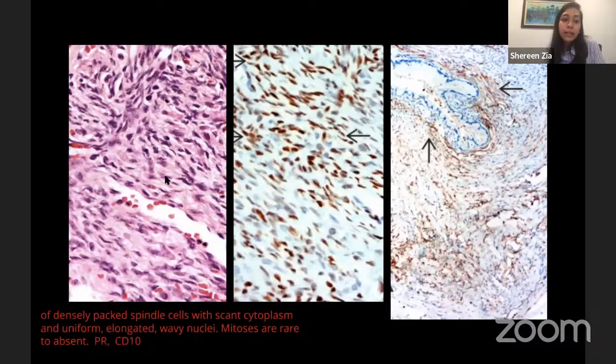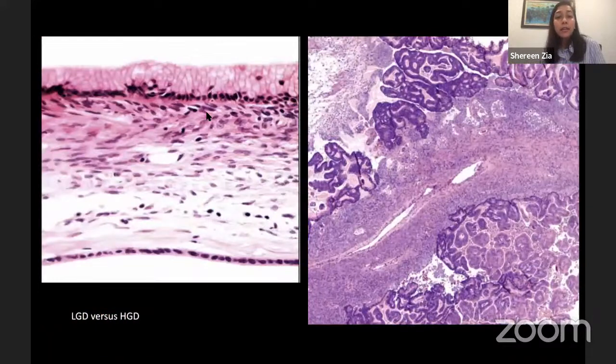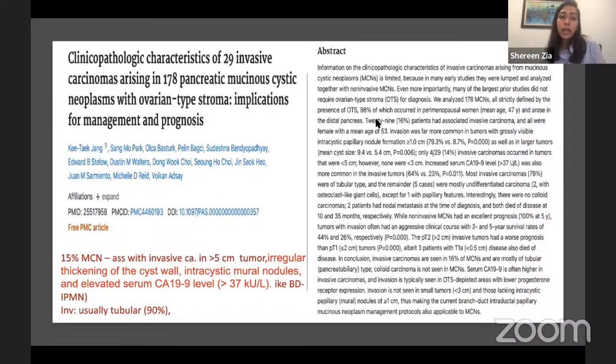Same way, densely packed spindle cells with scant cytoplasm in here, they have uniform nuclei, and this is the ovarian stroma. They stain positive with PR and CD10. PR is a nuclear stain, as you can appreciate here, and this is a CD10 staining that is also positive in ovarian stroma. So they can be categorized as low grade and high grade as well, as we were categorizing IPMN before, based on their atypia.